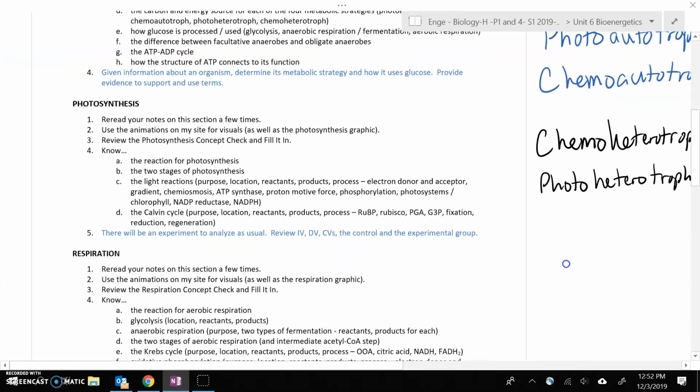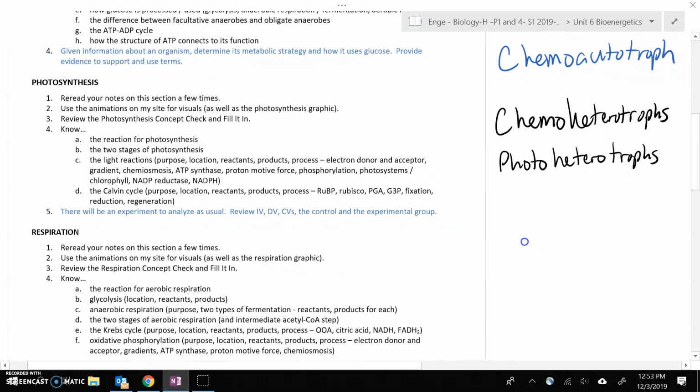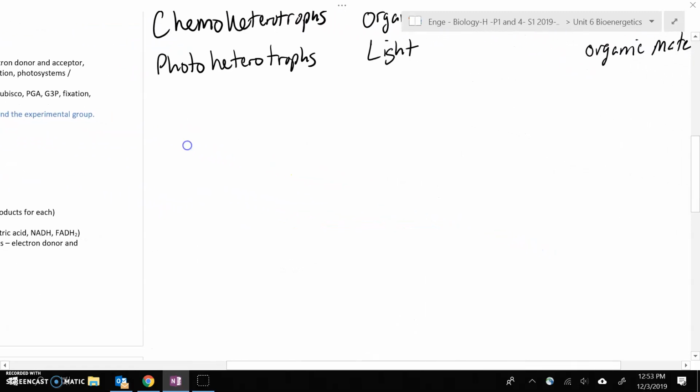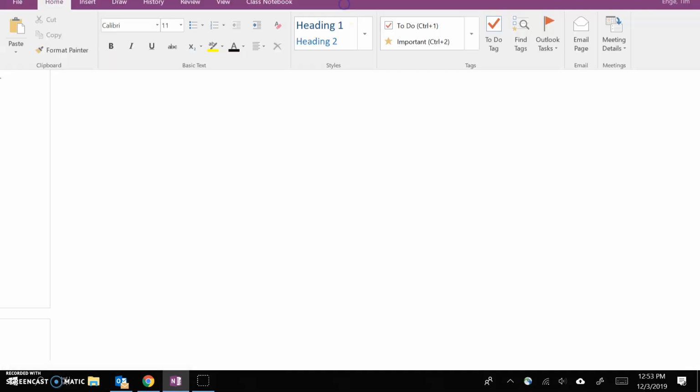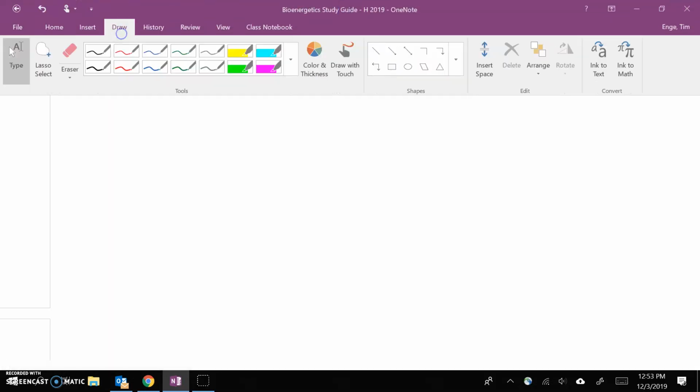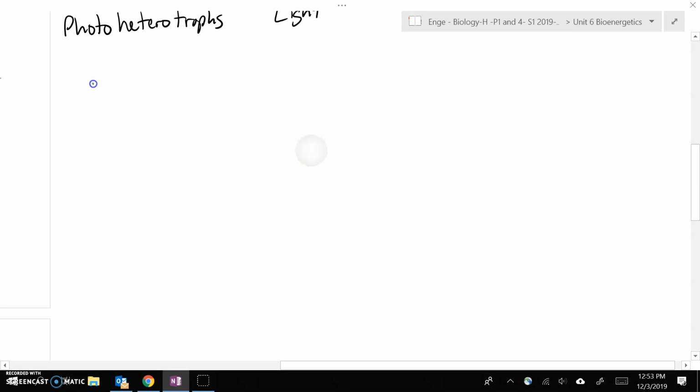All right, so now we're going to go into photosynthesis. So we need to go through the stages and make sure we understand what's going on in the whole process. All right, so for photosynthesis, first thing that we need to do is figure out the formula. Right. So what's the formula for photosynthesis?